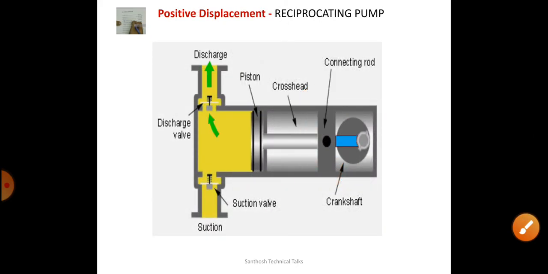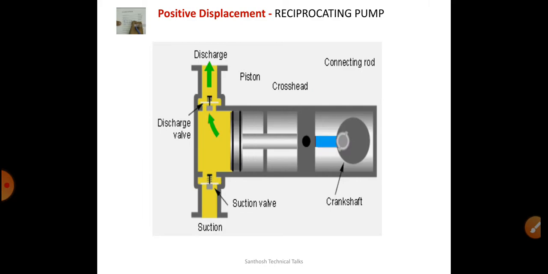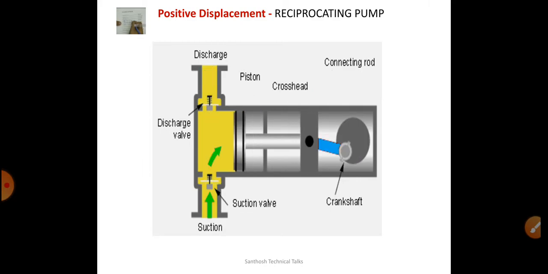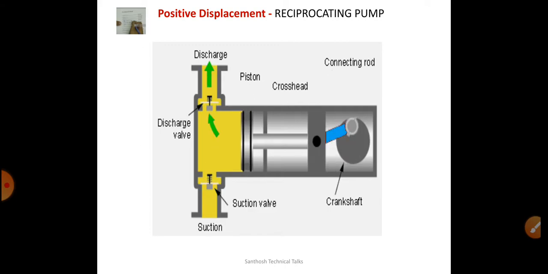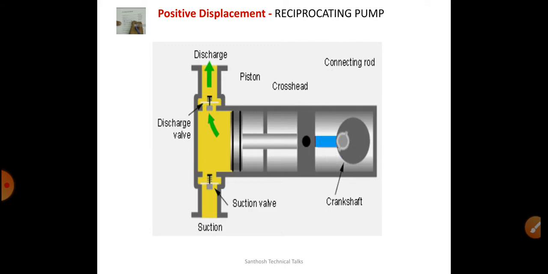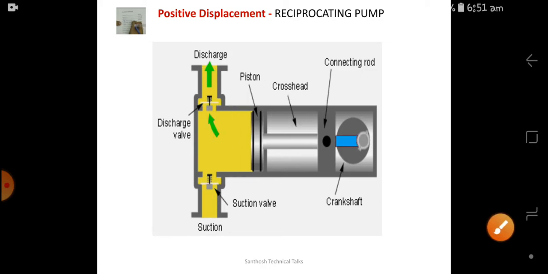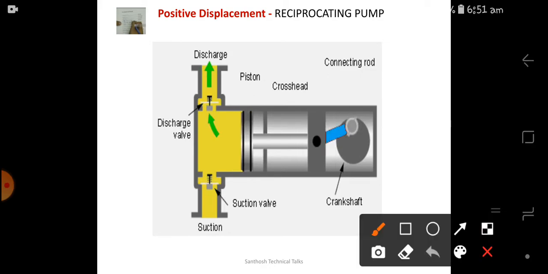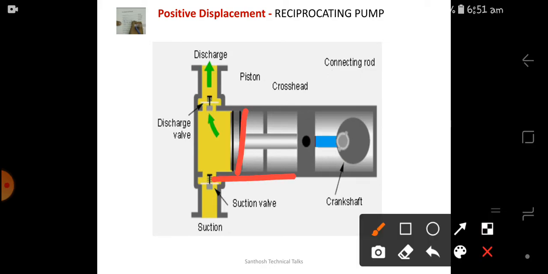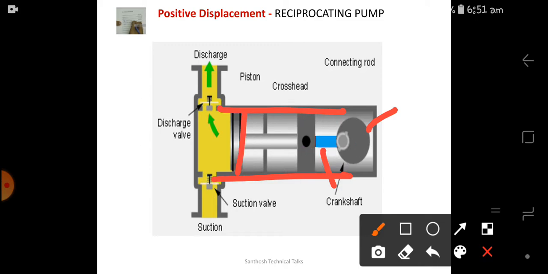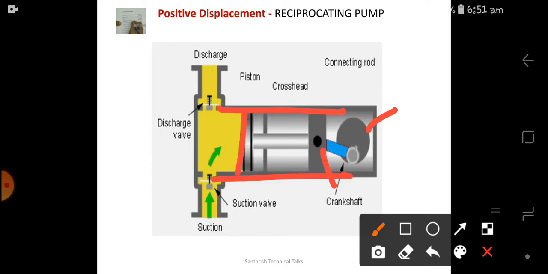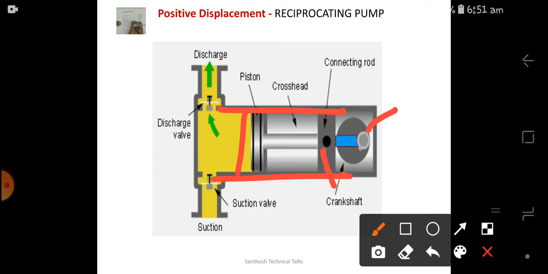And further, the positive displacement pump, here it is a reciprocating pump. Here it is very simple, like a reciprocating compressor or an IC engine. Here we have a piston and the cylinder is here, and this is the connecting rod and the crankshaft is there. The crankshaft is connected to the connecting rod.